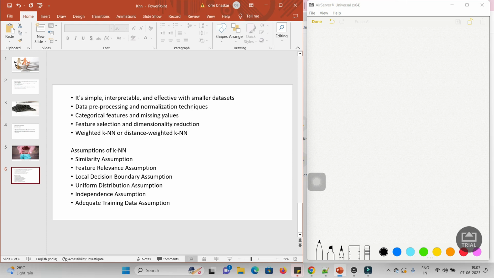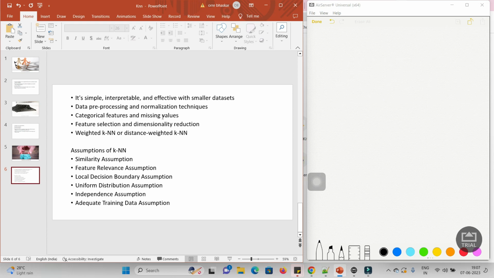So, what is weighted KNN? If you take an example, this one we are multiplying with some weights. That's it. This is our weighted KNN. Simple, isn't it? So let's go to the assumptions of KNN.